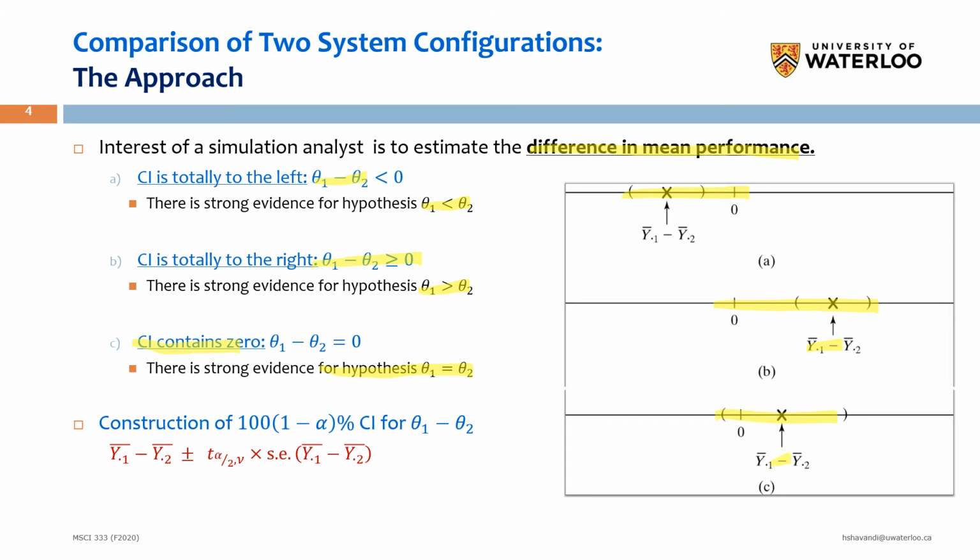The confidence interval for theta 1 minus theta 2 will be obtained by this equation: y bar 1 minus y bar 2 plus or minus t half alpha and nu, with nu as the degrees of freedom, times the standard error of y bar 1 minus y bar 2. We'll see how we can calculate the standard error of the difference and also the degrees of freedom.